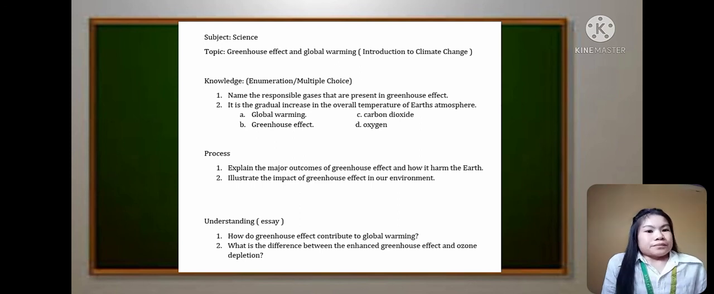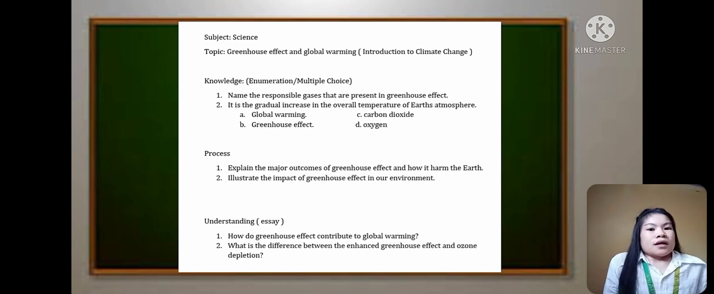Here is the example of mine in Activity 1. Subject: Science. Topic: Greenhouse Effect and Global Warming. Introduction to Climate Change. The test I use in knowledge is enumeration and multiple choice. 1. Name the responsible gases that are present in greenhouse effect. 2. It is the gradual increase in the overall temperature of Earth's atmosphere. A. Global warming. B. Greenhouse effect. C. Carbon dioxide. D. Oxygen.